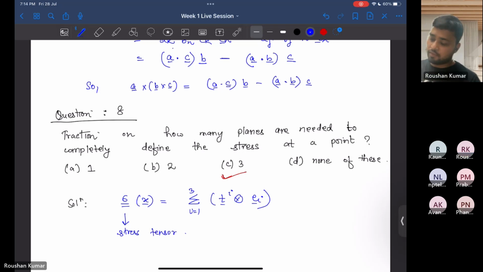So if we want to define the stress at a point, that is, if we want to find out the stress tensor at a point, we need to know the traction on three different planes at that point, which is given by T_i tensor product e_i. And in this way, we can calculate the stress tensor at a particular point.